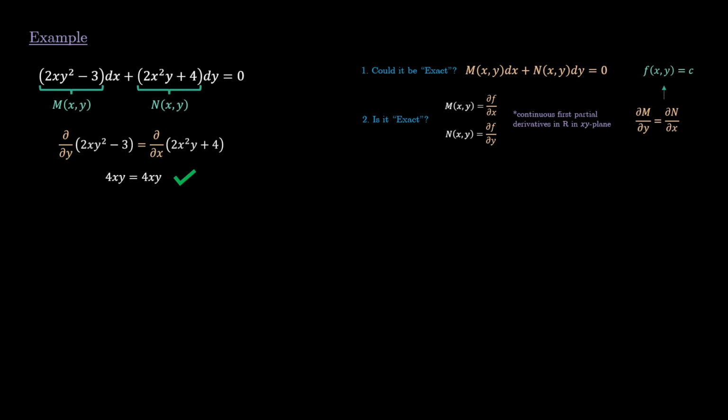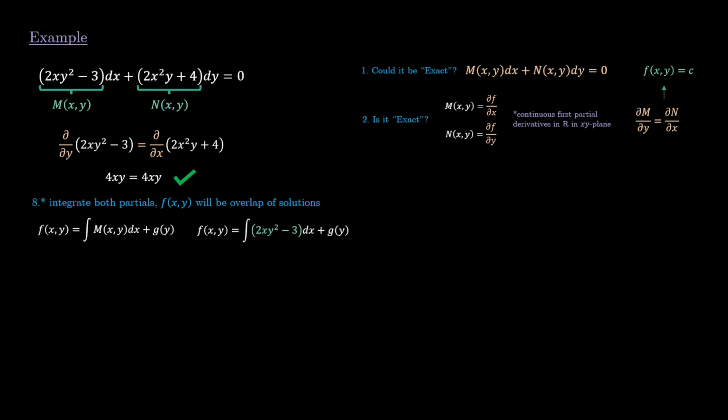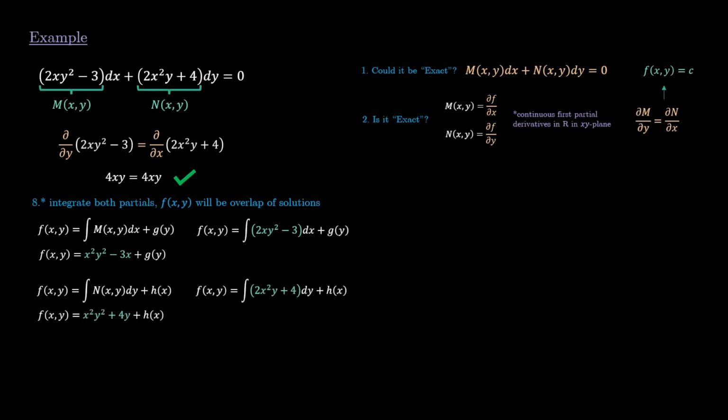And now we can see that both these partials, M and N, are pretty simple. They're not too complicated. So we can do our alternate method where we integrate both partials and the solution will be the overlap. So let's start with M. We plug in for M, we have this. Now if we solve that antiderivative, it's pretty simple. It's x squared y squared minus 3x. Now similarly, let's solve for the other. Let's solve for N. Plug in for N, 2x squared y plus 4. And this becomes x squared y squared plus 4y plus a constant with respect to x.